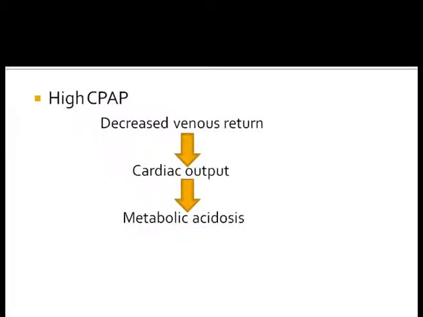High CPAP also can cause metabolic acidosis, and this is particularly related to poor venous return leading to poor cardiac output, ultimately causing metabolic acidosis. This acidosis also compromises cerebral perfusion and peripheral perfusion.